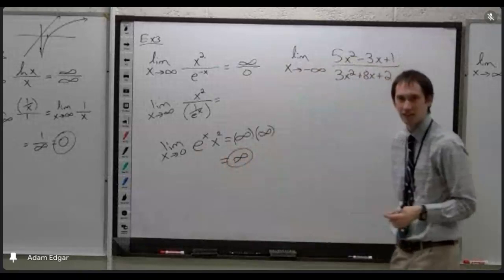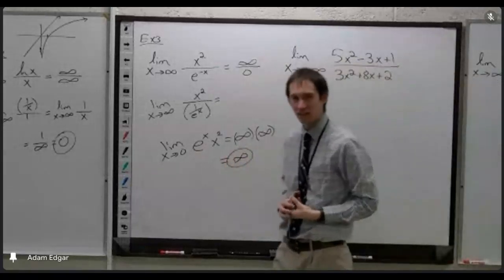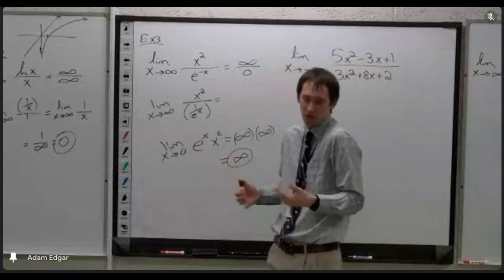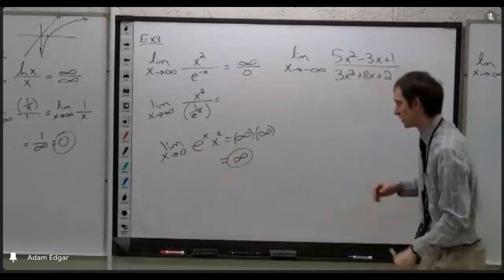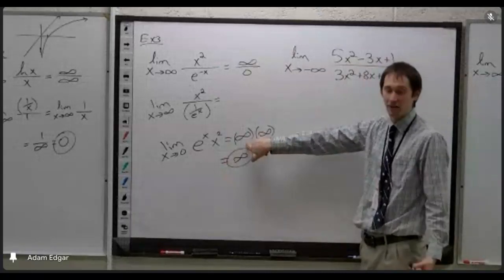Why did you say no to infinity times infinity first? Because I wanted to be special, but I was stupid. I tried to be special and I wasn't. So you're right. Infinity times infinity is obviously infinity.